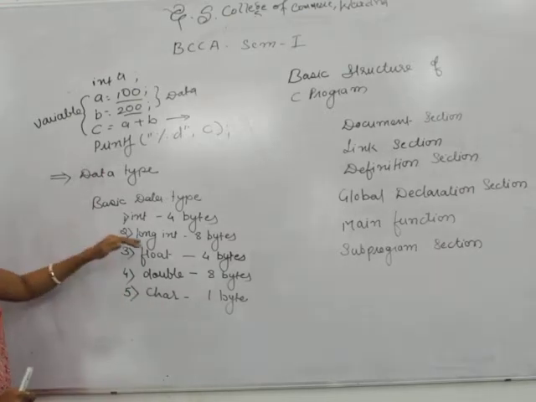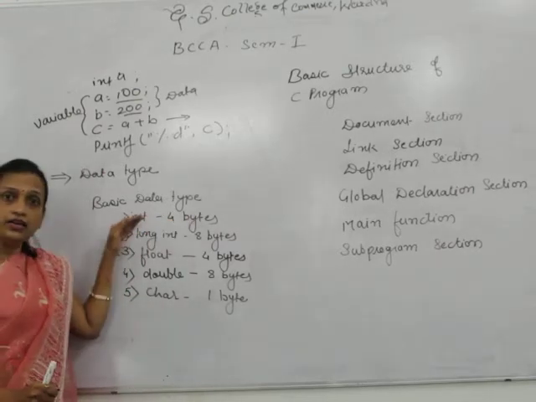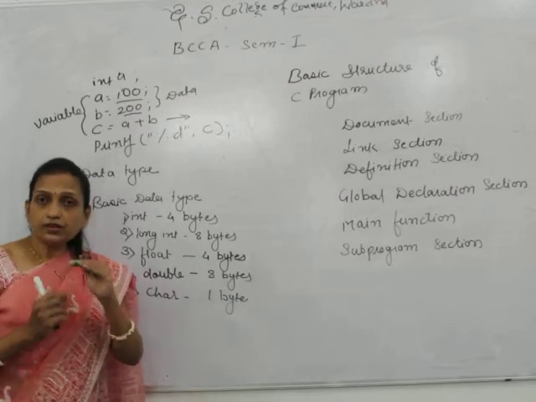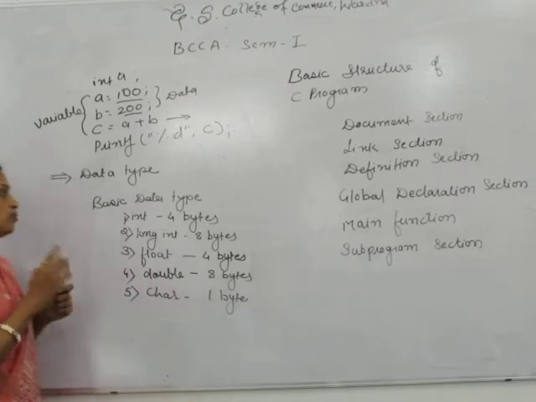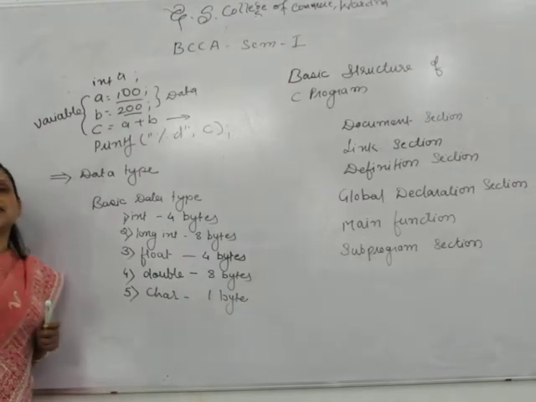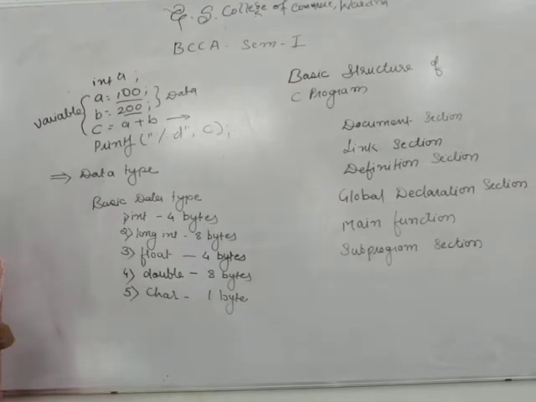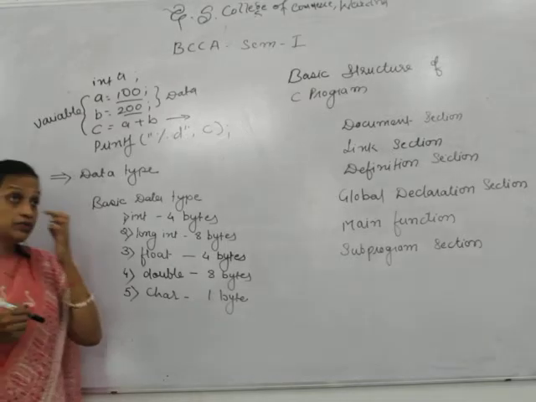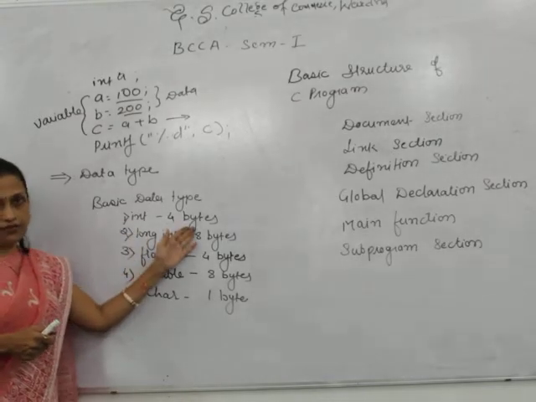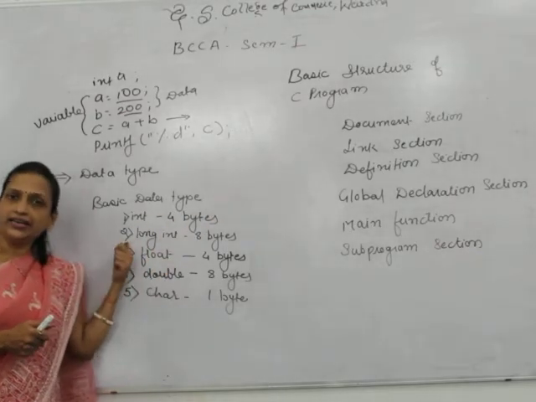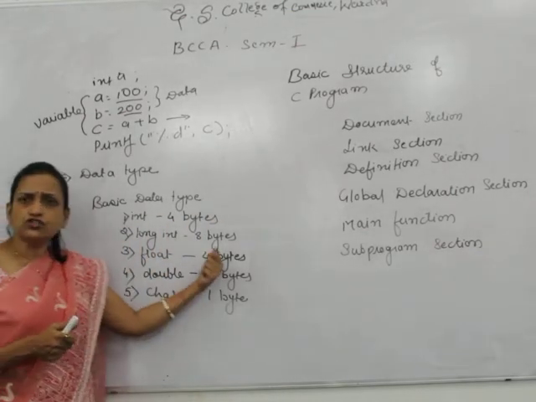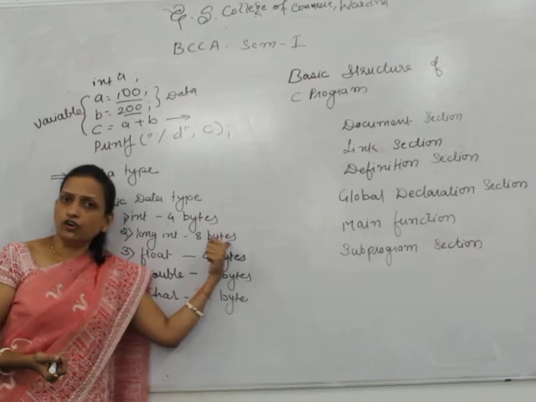Okay, so for integer there are some restrictions. That means there are some limits to store the integer value. Some machines take 2 bytes for integer data type, and some machines take 4 bytes for integer data type. I mean it occupies 2 bytes or some machines occupy 4 bytes.